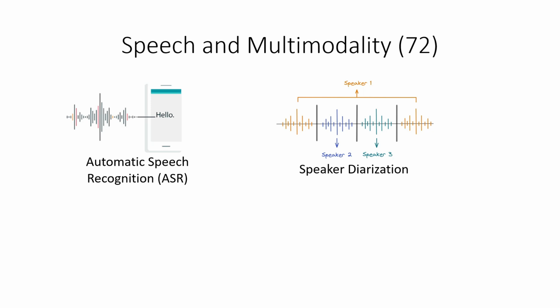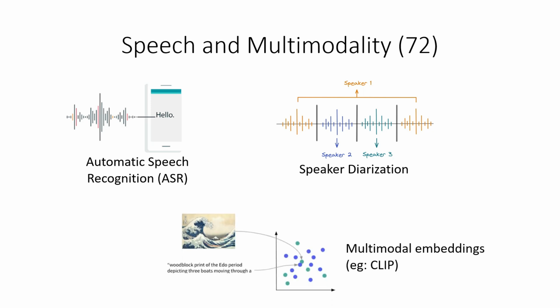A different type of multimodality is incorporating images. For example, multimodal embeddings try to learn a joint space to represent text and images so that an image and a text that is similar to an image will be close together in this space. And one model that does this is the OpenAI CLIP model.